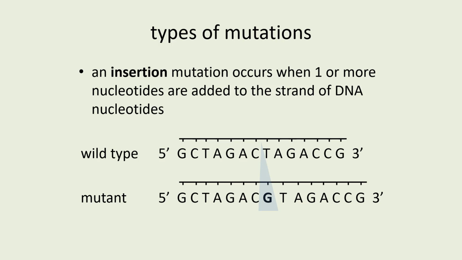Now this example only shows the insertion of one nucleotide, but an insertional mutation can lead to the addition of more than one nucleotide. You can have 2, 3, 4, as many as 100 nucleotides added. In this case, if the mutated DNA has an increase in nucleotides, then it's an insertion mutation.